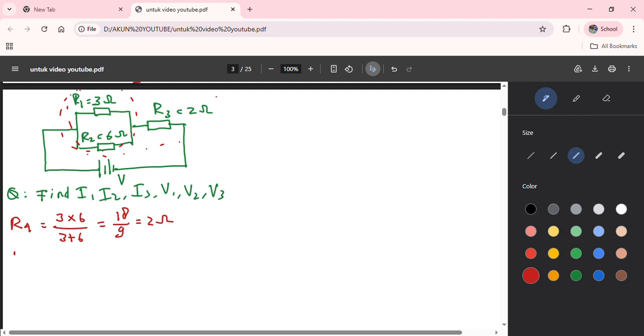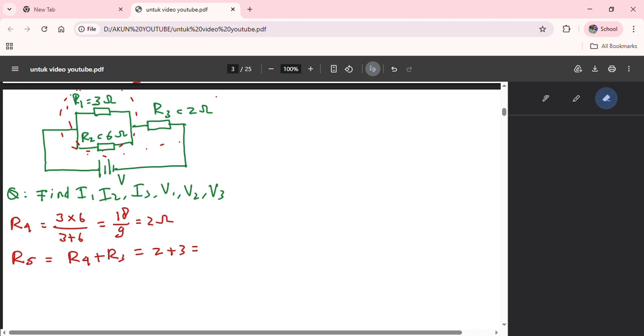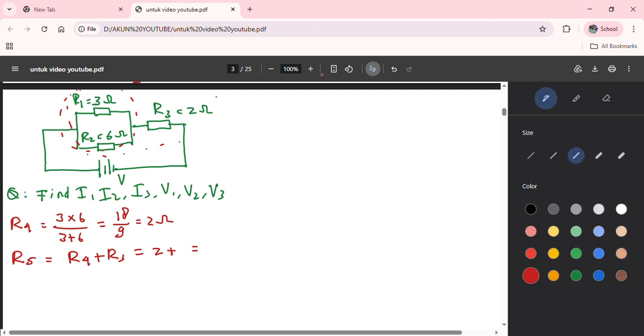So let's say this is R5. R5 is R4 plus R3, which is equal to 2 plus 2, which is equal to 4 ohm, because R4 is 2 and R3 is 2. We have simplified all the resistance, so we are going to find the total current that is flowing here.